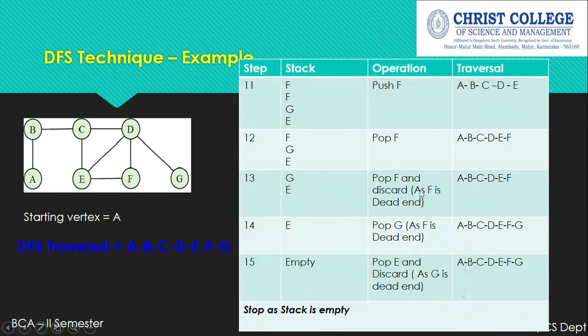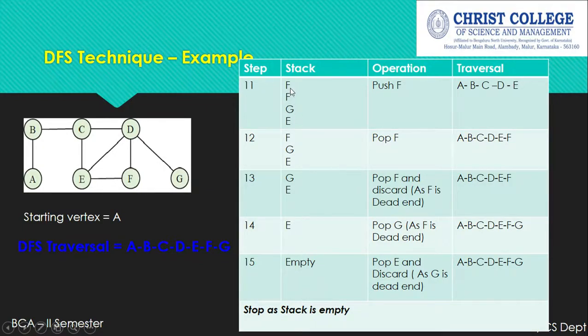So the next step, what happens? We have to find out which are all the adjacent unvisited vertex of the popped vertex. So E is popped now. So the adjacent vertices of E are C, D and F. C and D are already visited. So only F is unvisited. So F is pushed again into the stack. So F, G, E are already available in the stack.